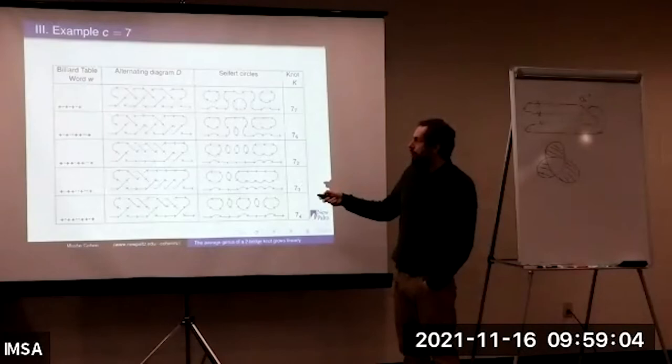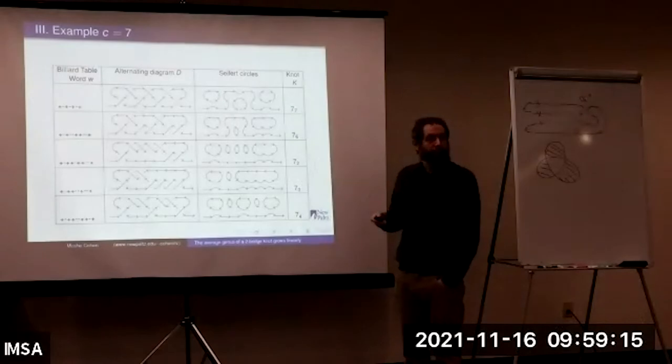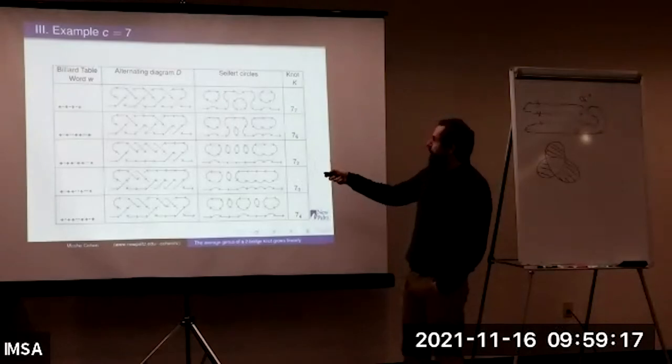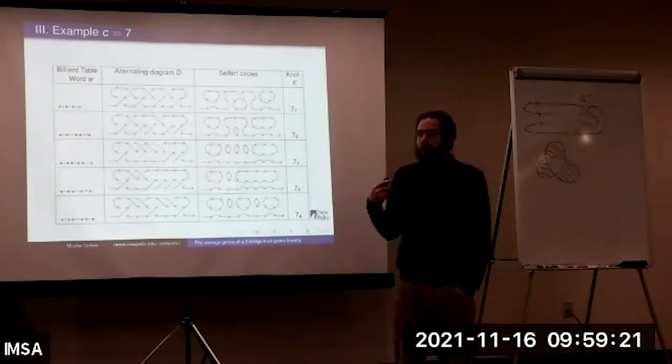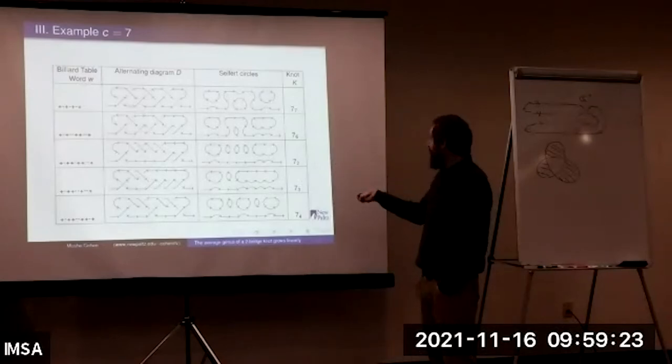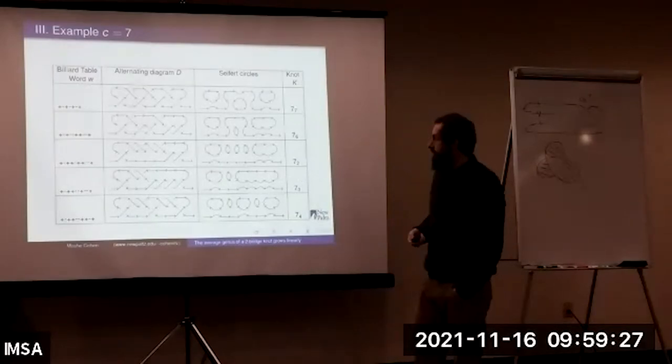For every reduced word, I just create this alternating diagram. Notice that we have plus, minus, plus, minus, plus, minus, plus: sigma 1, sigma 2 inverse, sigma 1, sigma 2 inverse, sigma 1, sigma 2 inverse, sigma 1. And then I've done all the orientations on it, and I figured out the Seifert circles. And if anyone studies knot theory, here are the numbers of the knots according to the labelings.